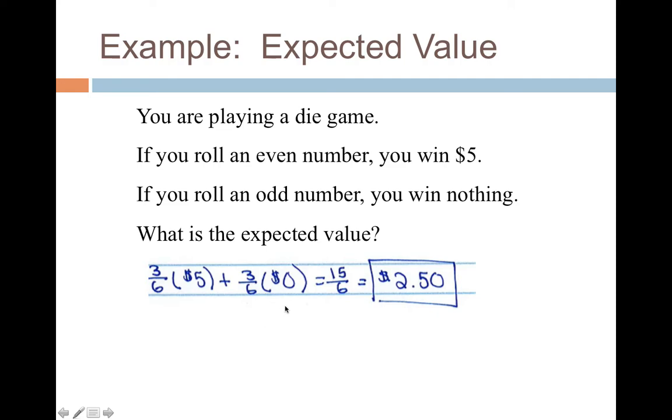Now our probabilities don't always have to be the same. In this case they are. So 3/6 times 5 gives me 15/6. 3/6 times 0 gives me 0. And 15/6 reduces down to $2.50. If we're talking about money, then we're going to want our expected value written out like we see money. We don't see money as fractions. We see it as a whole number and then 2 decimal places.